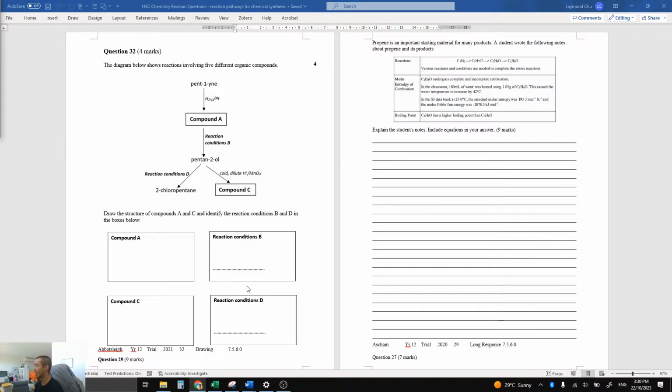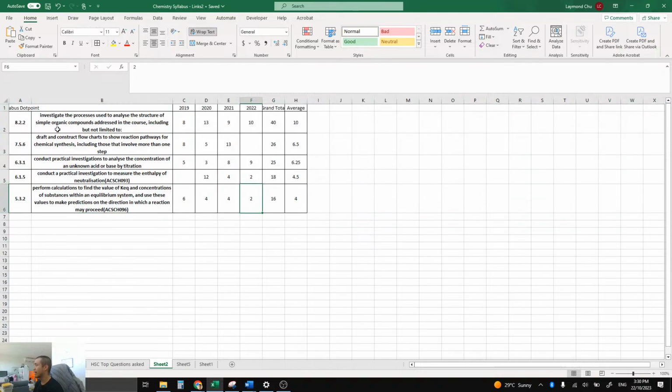The purpose of today is to go through the top 5 questions, specifically the reaction pathways for Mod 7. I shared this yesterday, but we went through identifying organic compounds with different spectra. Today we're going to work on the second highest marked question, which is the reaction pathways for chemical synthesis. This one consists of 6.5 marks on average. As you can see, it wasn't in the 2022 paper, but 2021 had 13 marks.